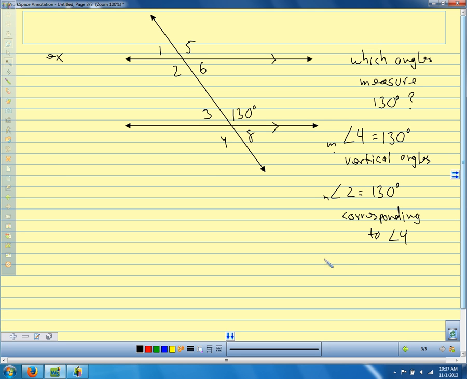And then Sam also said that measure of angle 5 is 130 degrees. And we could have several reasons for that. These two are vertical angles. These two are corresponding angles. And these two are alternate exterior angles. So we have several reasons that we could use to say that those angles are 130 degrees. Yes?